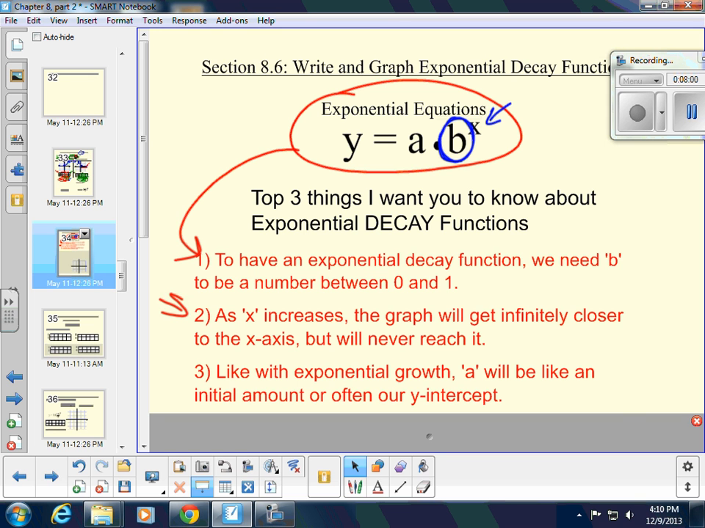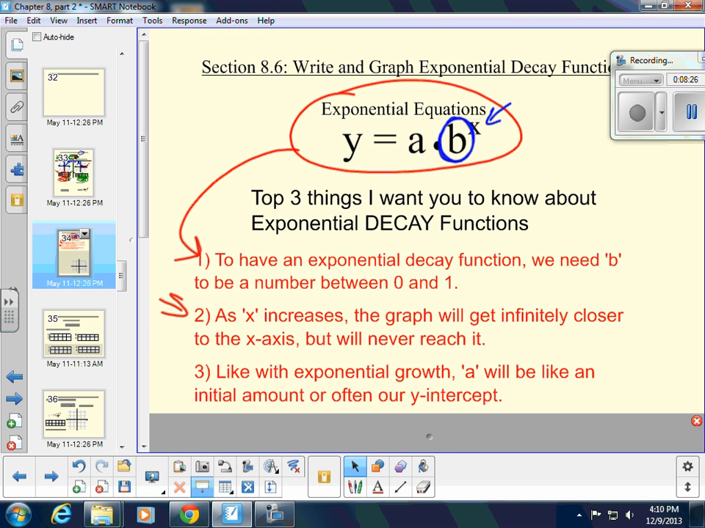And then number 3, one more to talk about, is I'd also like you to remember that in an exponential growth function, like the ones we did before in section 8.5, a is often our initial amount or our y-intercept. And this will especially be helpful in word problems, when we're talking about some kind of population starting off and then maybe it has an exponential decay pattern. That a is often our initial amount, where we start.